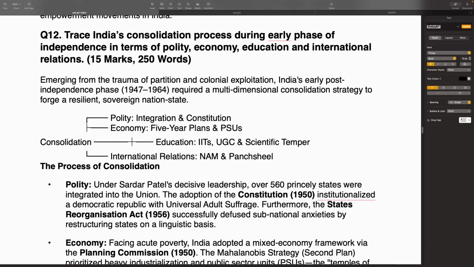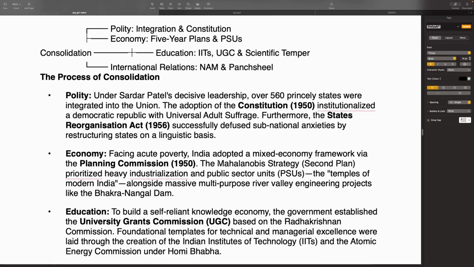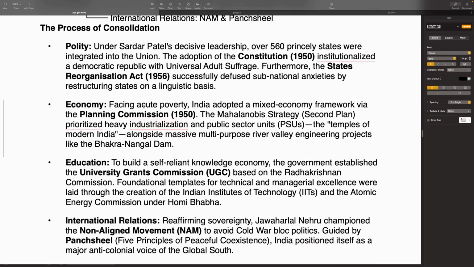Consolidation consists of four parts actually: polity, economy, education, and international relations, which is asked in the question. So polity is integration and constitution. 5-year plans we have in economy, Nehru Mahalanobis plan also. Education, IITs, UGC, international relations, NAM, and Panchsheel. Okay, the process of consolidation. Let's see all of these in detail, as per 250 words.